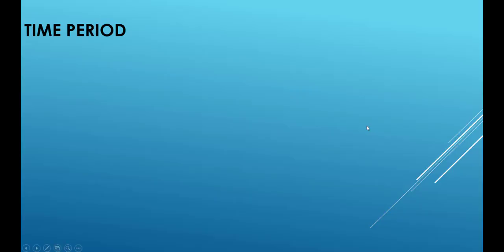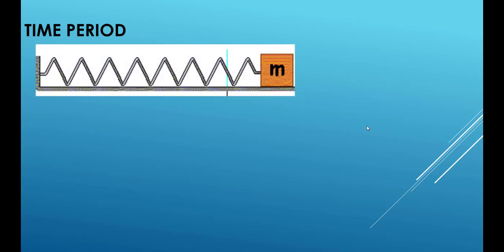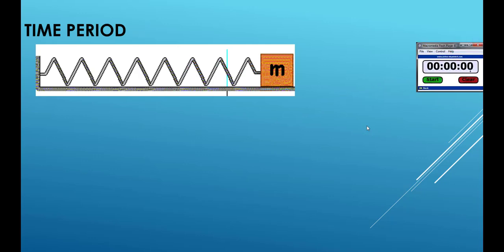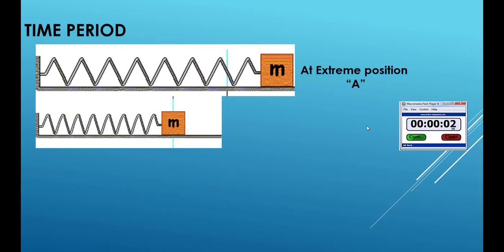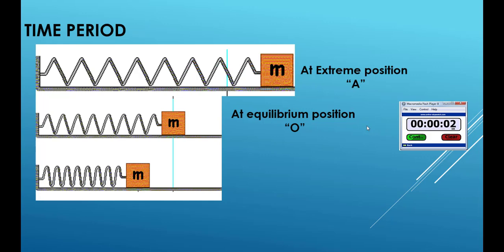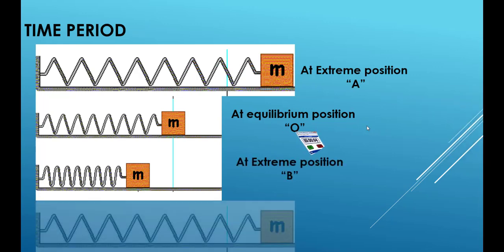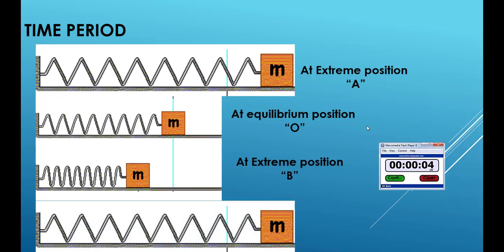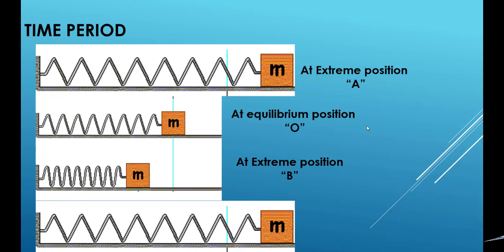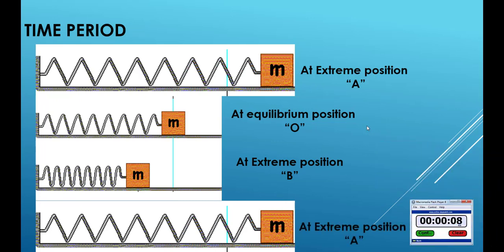To understand the definition of time period, again look at the example of the mass spring system. Consider you have a stopwatch and your mass m is at point A. You turn on your stopwatch and start to measure the time. The mass goes to position O and then it goes to position B. After that it returns back to point A. Now you turn off your stopwatch.